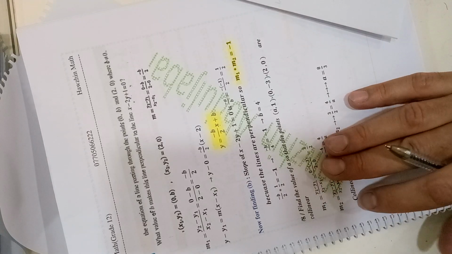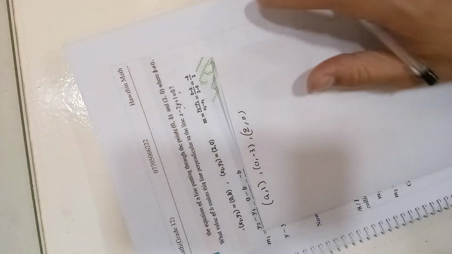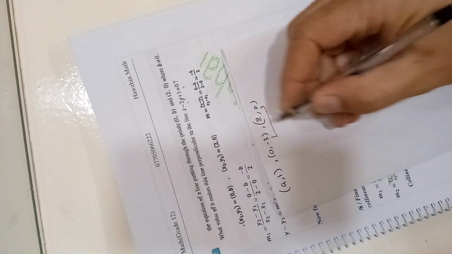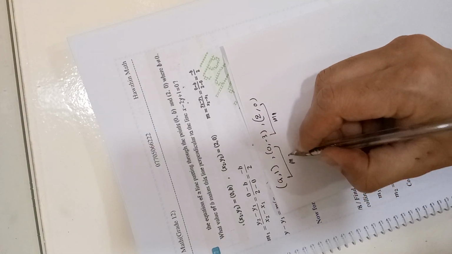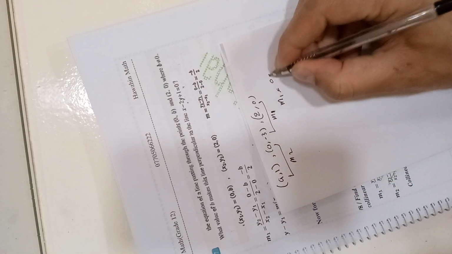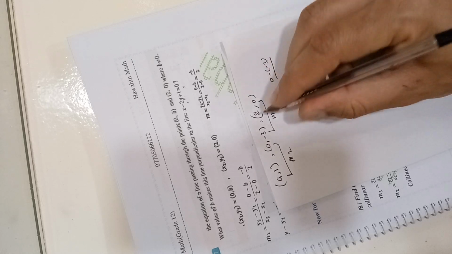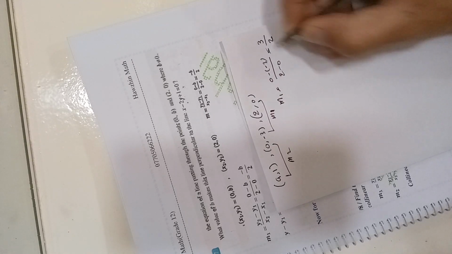The last example, number 8, find the a so that the points are collinear. Now for collinear, m1 for these points must be equal to m2 for these points. So m1 is 0 minus minus 3, over 2 minus 0, which is equal to 3 over 2.